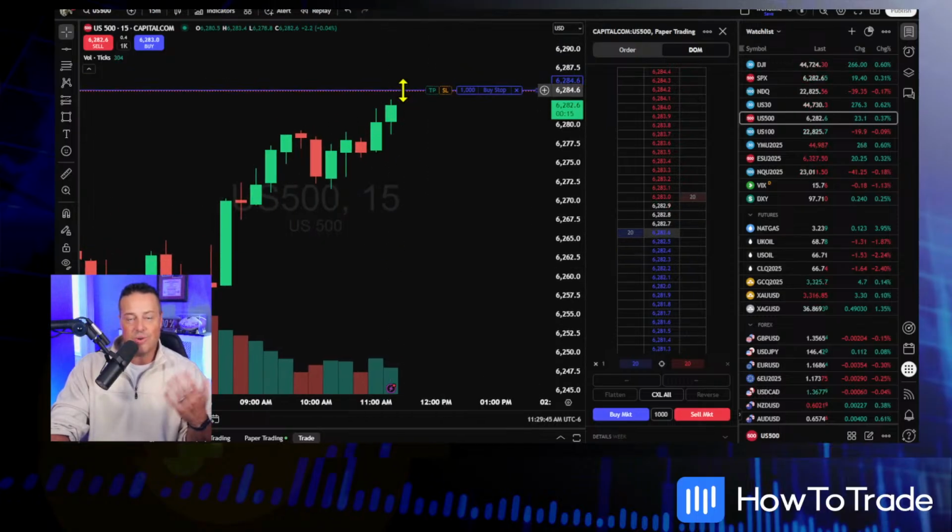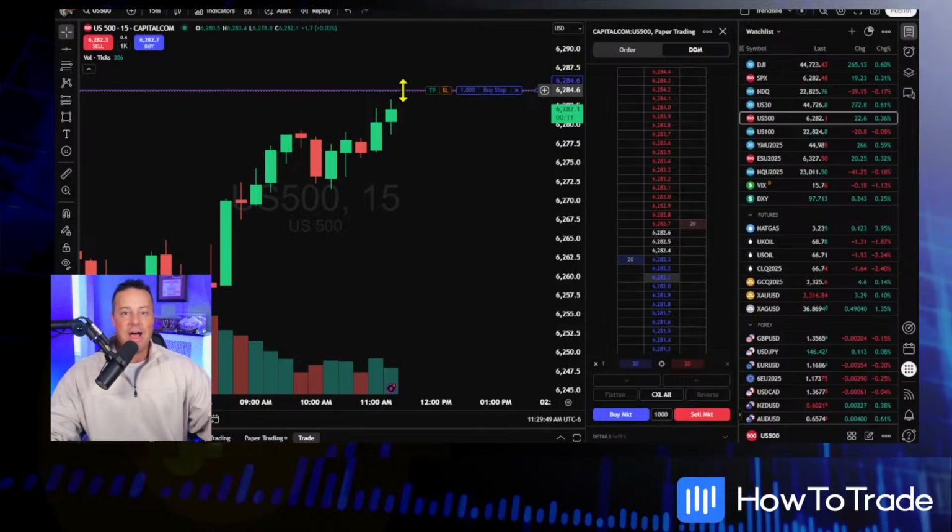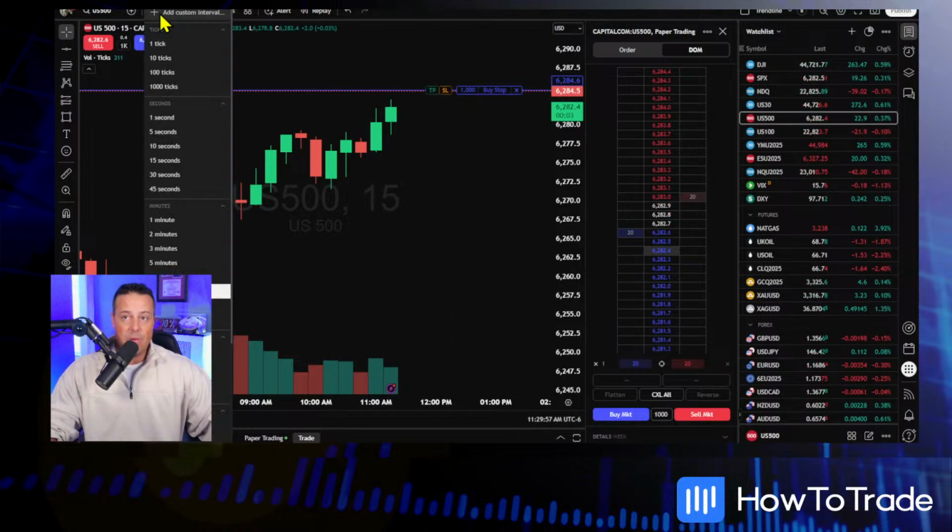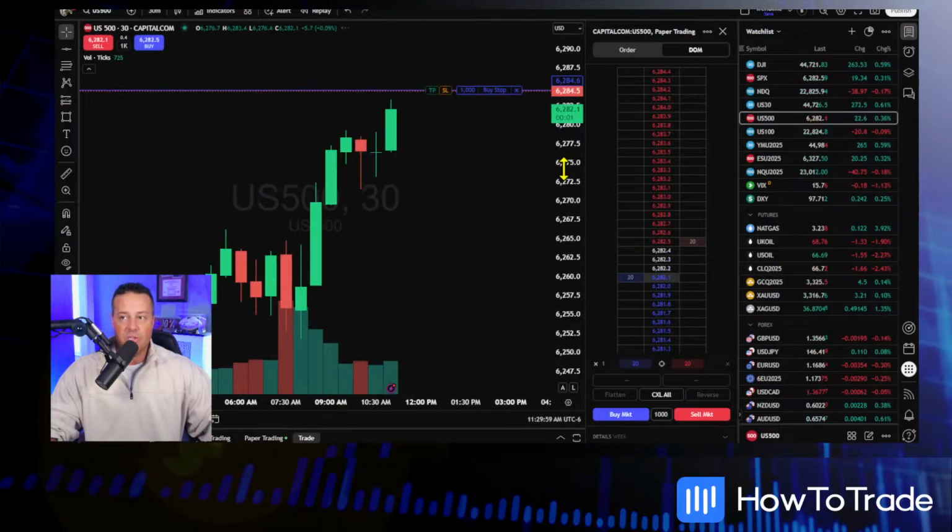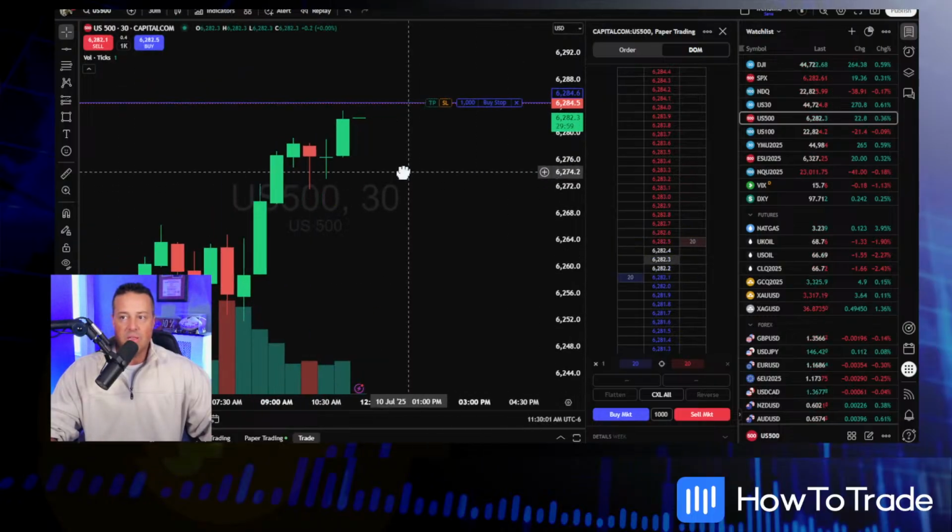Is that a good entry? You're buying the top of the market. Would you rather sell or buy? I'd rather buy it, and the reason why is the trend is up on all the time frames. It just is. So I would follow the trend. If I was doing something like this, I'd be looking at my 30-minute chart very carefully. I would absolutely love this.